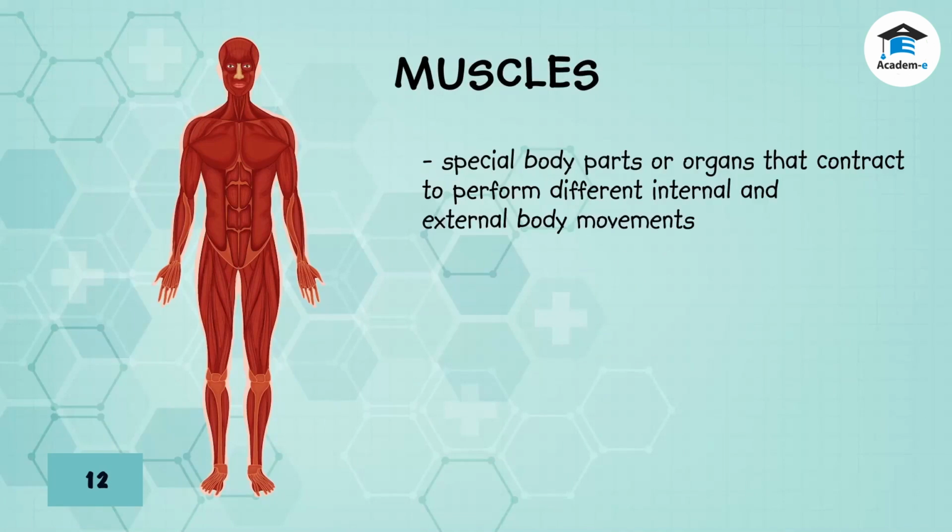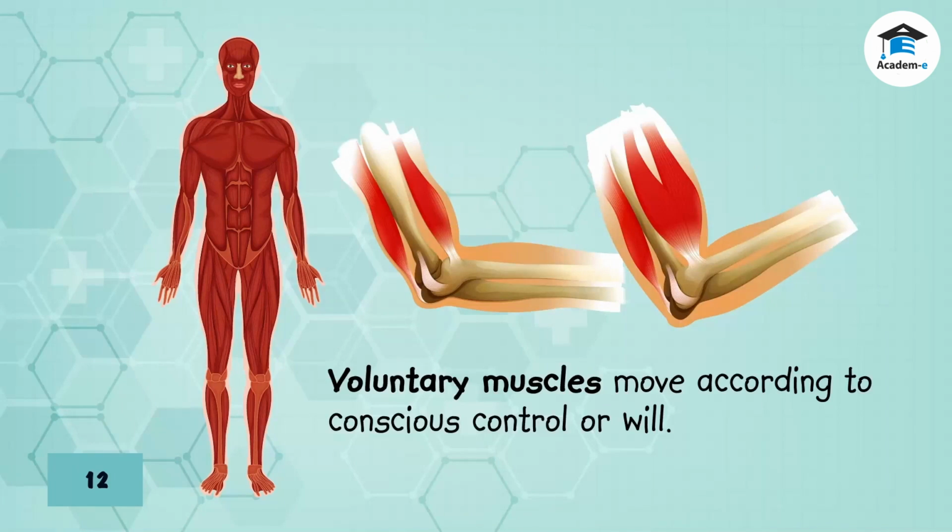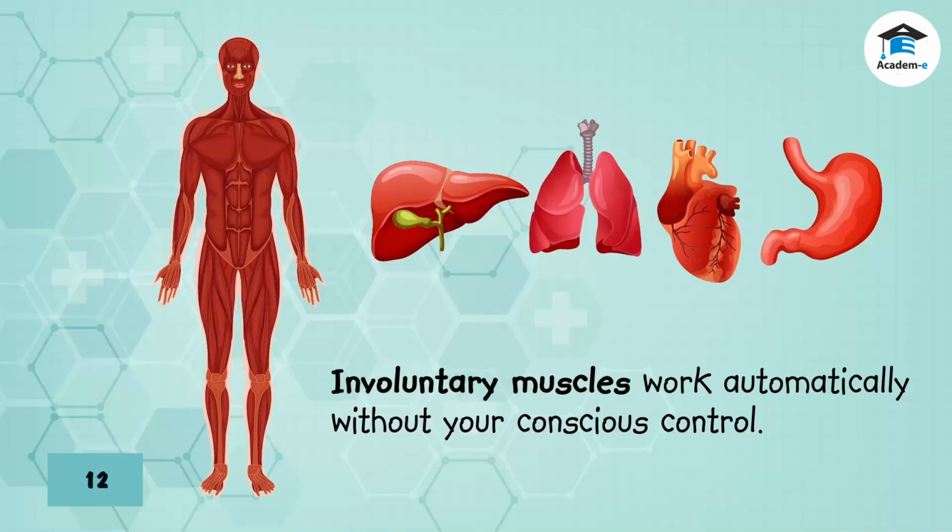Muscles are special body parts or organs that contract to perform different internal and external body movements. They can be voluntary or involuntary. Voluntary muscles move according to conscious control or will. Involuntary muscles work automatically without your conscious control.